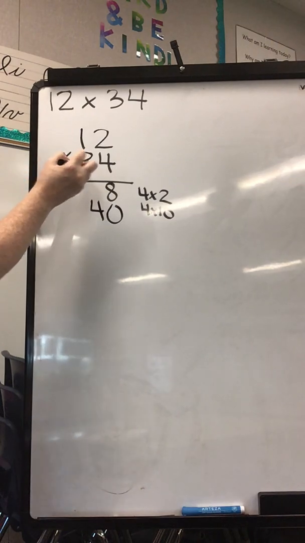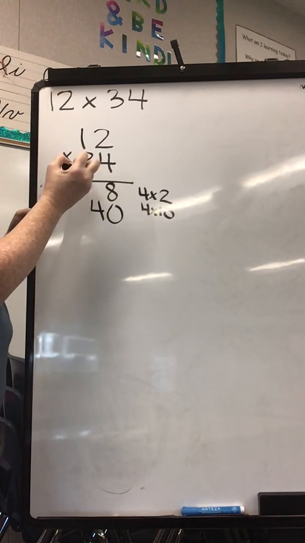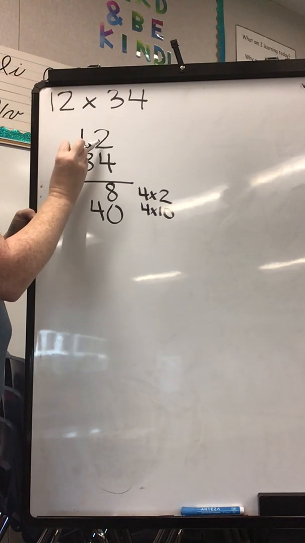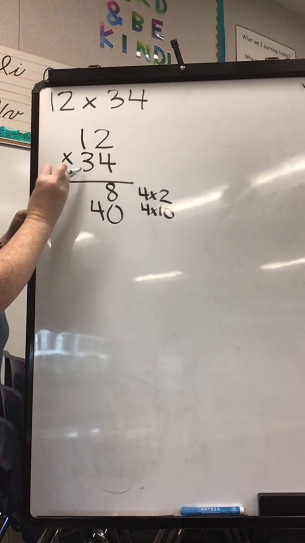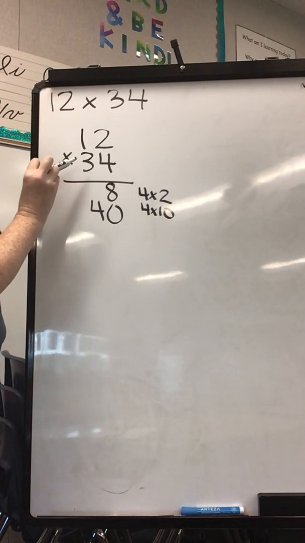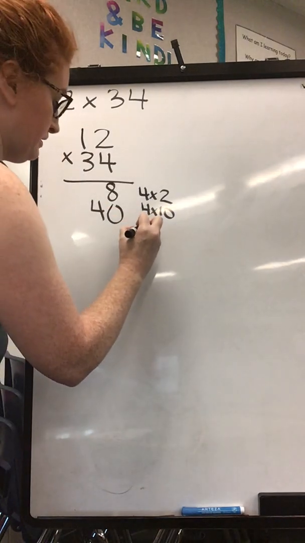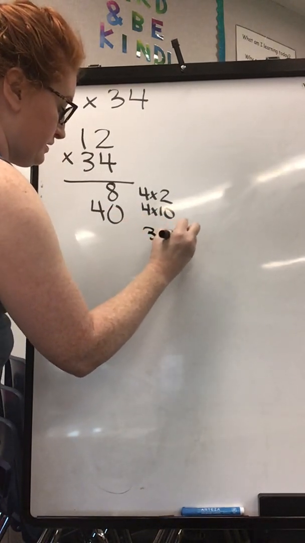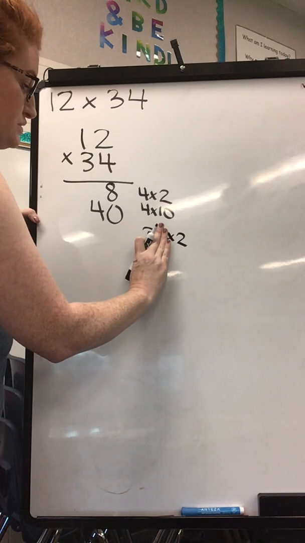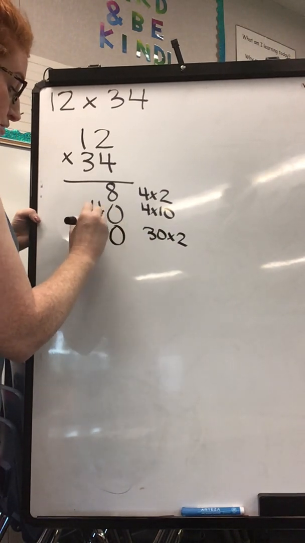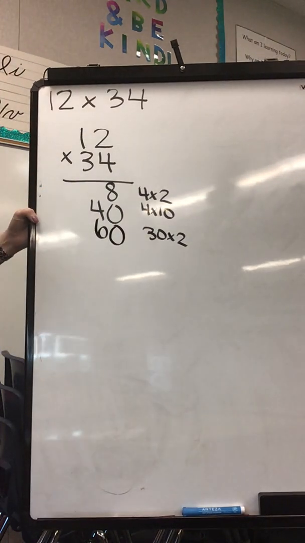Next, I'm going to move over here to the tens place of this bottom number and multiply it by the ones place of the top number. So don't forget that because this is in the tens place, this 3 actually represents 30, not just 3. So it's going to be 30 times 2, which if we cover up our 1, we see 3 times 2 is 6. We got to put our 0 back at the end. So 30 times 2 is 60.